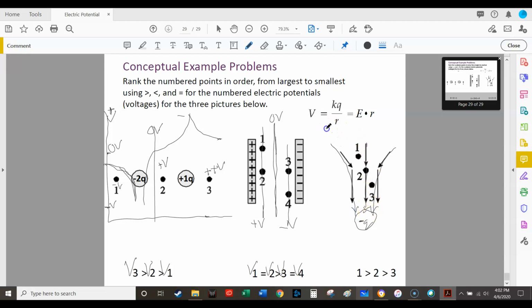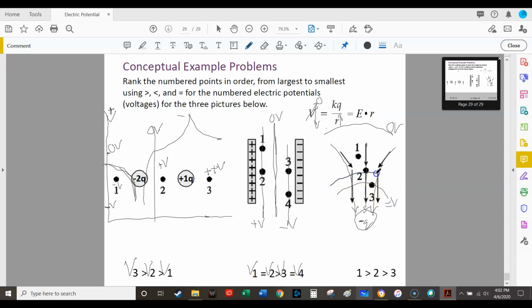And what that means is, remember, a negative Q is going to be more negative the closer you are to it. And when you start to get really far away, it starts to approach 0 volts. So the distance is increasing, so the voltage is going to be rising to 0. So somewhere way out here is 0 volts. And then the closer we get to the source, the more negative it is. So the voltage at 3 is going to be a very negative voltage.